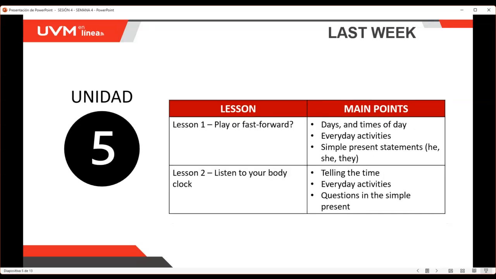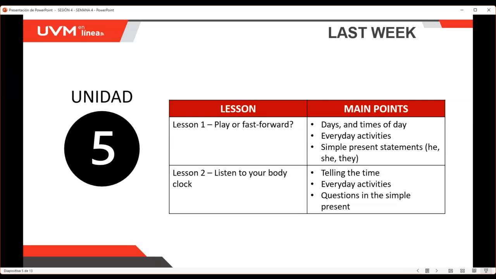In the unit 5, you had 2 lessons. Lesson 1 was called Play or Fast Forward, and lesson 2 was Listen to Your Body Clock. In the first lesson, the main points were days and times of day, phrases to use to talk about the time or the days, all that usual vocabulary that probably you had already known because of your previous courses. Then you learn some verbs about everyday activities. And then, again, you review simple present statements or simple present tense.